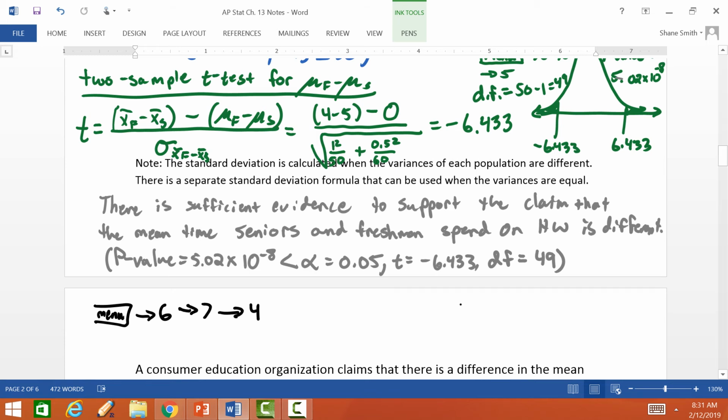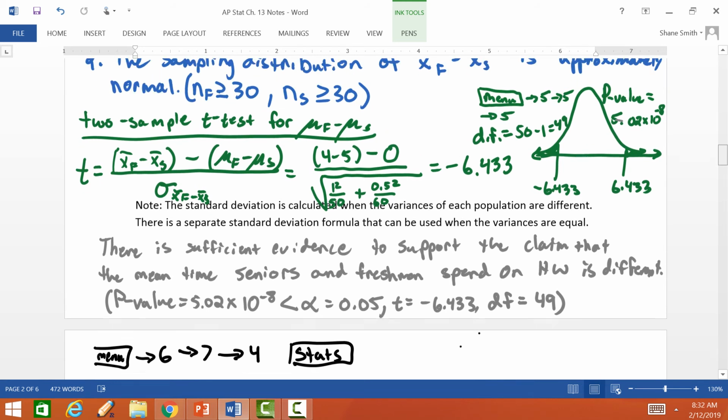Now, a screen will come up and it'll ask for data or stats. It says data input method. You want to make sure that you choose stats from the menu. Okay, so make sure you choose stats. Sometimes you'll be given actual data and you'll have to do that. And then it asks for a bunch of information from the statistics that you have.